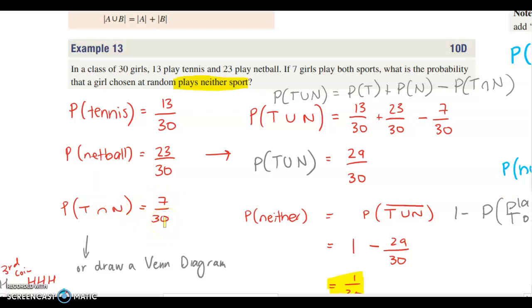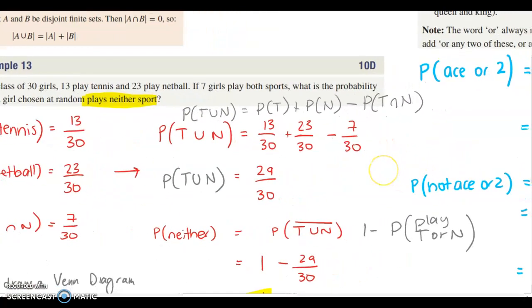Now, if we want to work out the probability that a girl chosen at random plays neither sport, we need to do a little bit of maths here. First of all we want to figure out what the union is. So the union of tennis and netball, we write that as the probability of tennis plus the probability of netball minus the probability of tennis and netball. That's using that algorithm we just had a look at previously. So that would be 13 over 30 plus 23 over 30 minus 7 over 30, and we get 29 over 30. Remember we're using that algorithm and taking off the T and N at the end because we don't want to count that twice.